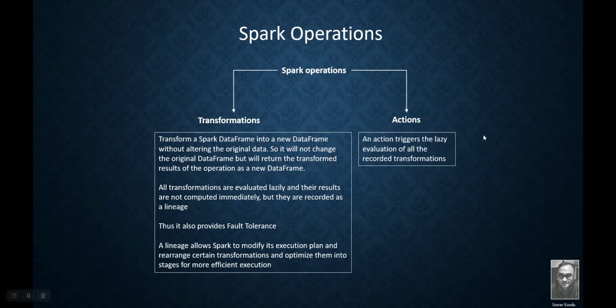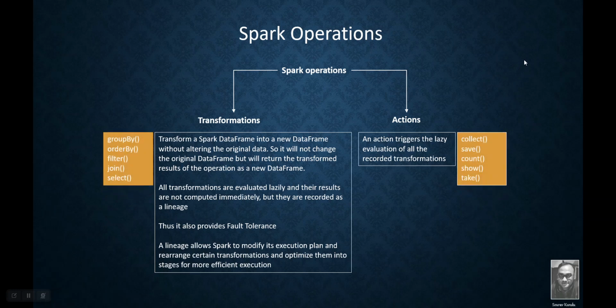And what is an action? An action triggers the lazy evaluation of all the recorded transformations. Whenever we call the action, the transformations we have provided will be executed. Let's see examples of transformations and actions. Group by, order by, filter, join, select are all transformations, so nothing will get executed. But once you call actions such as collect, save, count, show, take, all these will get executed. So these are transformations and actions and their examples.